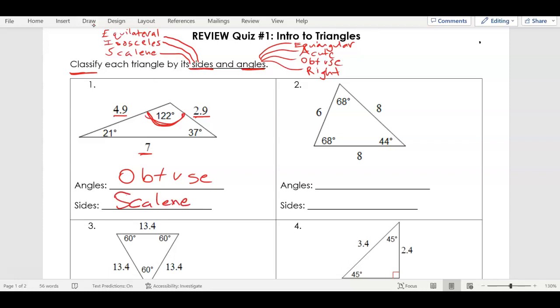Cool. Number two, look at the angles. Less than 90, less than 90, less than 90. That is acute triangle. Cool. Now the sides, I have 6, 8, and 8. So two of these are the same. So 2 means isosceles, like I got two eyes. Cool.